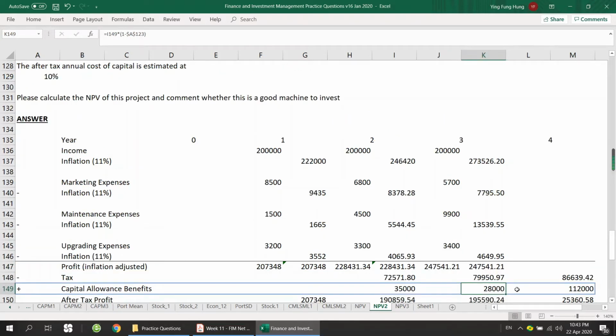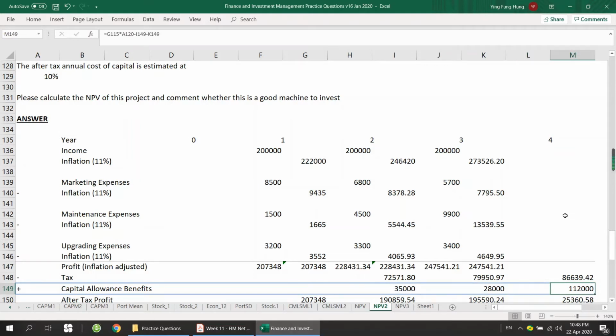Now for the capital allowance in the second year, there will be a slightly different calculation. We will take the number from the first year, which is this 35,000, and then since it's a reducing balance method, we have to multiply this by 1 minus the 20%. Therefore, in this case, we will get an answer of 28,000.